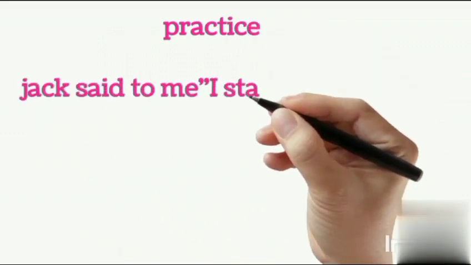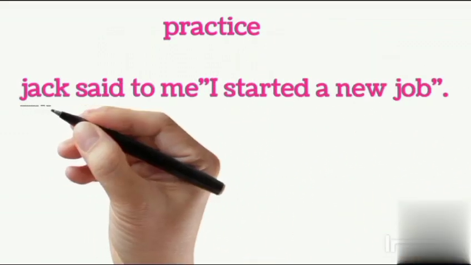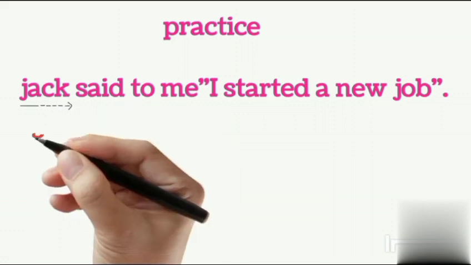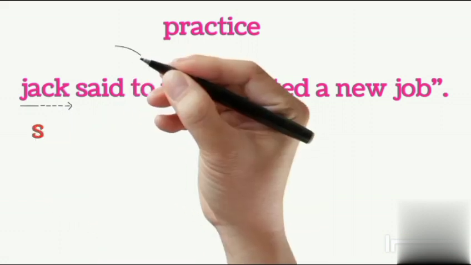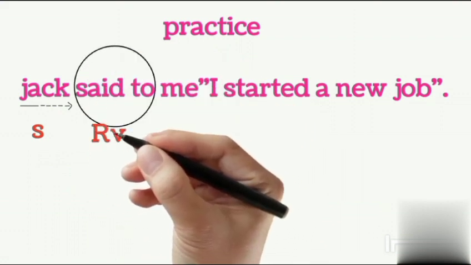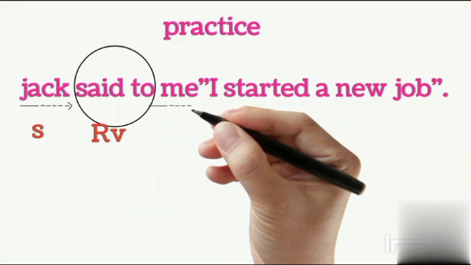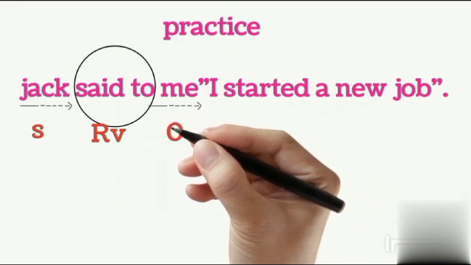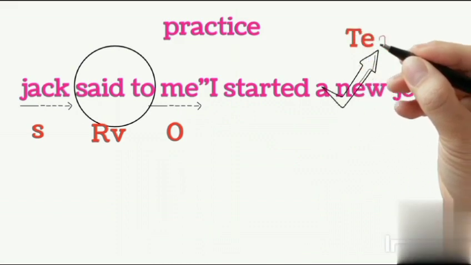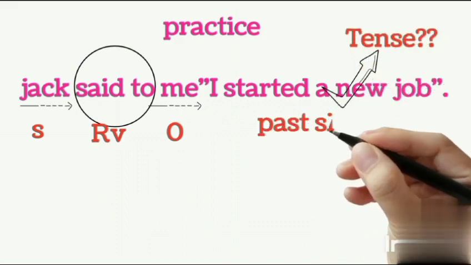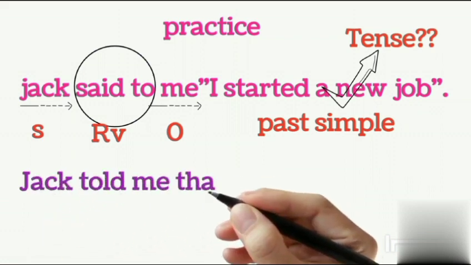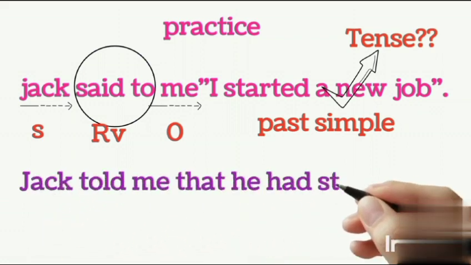Now let's practice with a sentence. Jack said to me, "I started a new job." As you know, in inverted commas, this is direct speech. Before solving, we need to know again, as I have told you, that you must be familiar with the subject, the reporting verb, and the object. Here Jack is the subject, said to is the reporting verb, me is the object, and definitely you have to see the sentence structure and the tense.